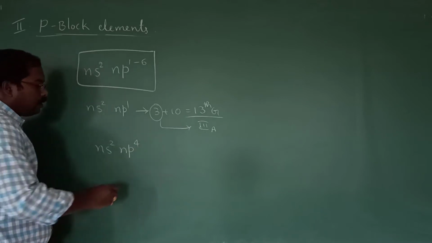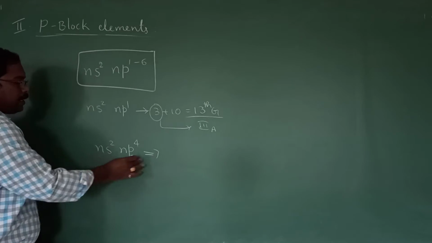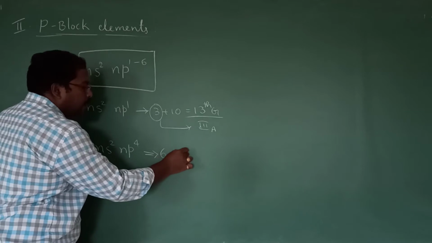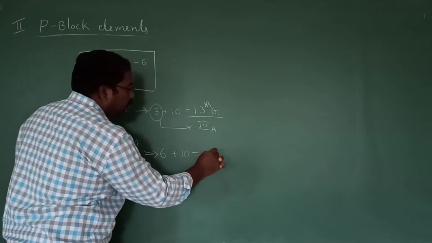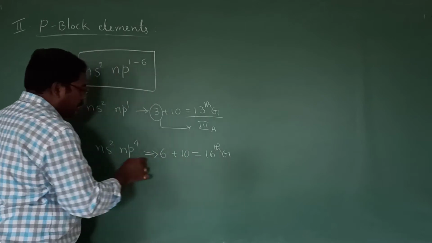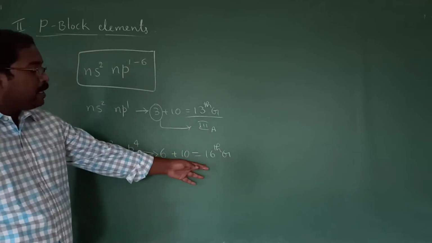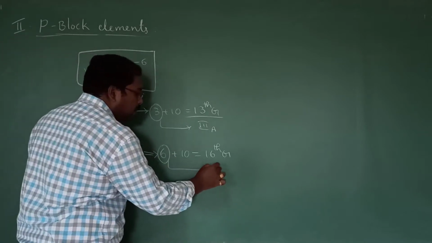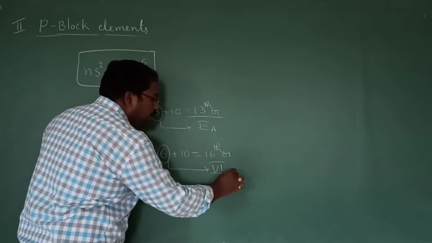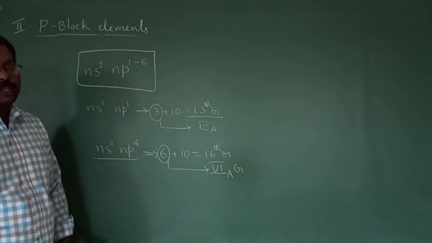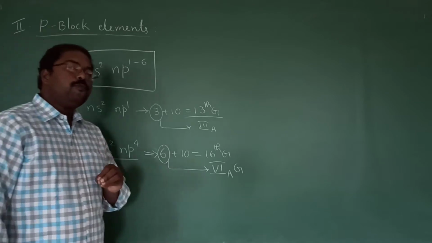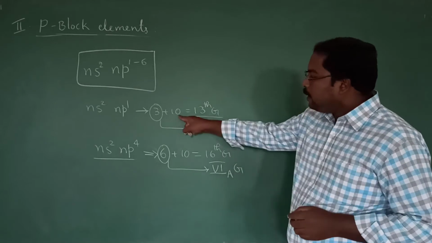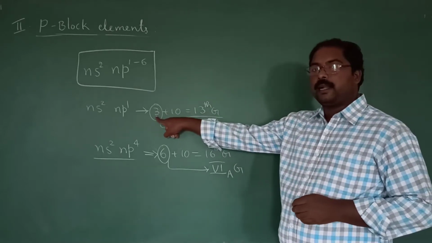ns2np4. Right? How many valence electrons are there? 2 plus 4, 6 electrons are there. So 6 plus 10. So this is the electronic configuration for the 16th group. Okay? There are 6 valence electrons, so we can simply say it belongs to the 6th A group. In the case of p block elements, to find the group number, we have to add 10 to the valence electrons.